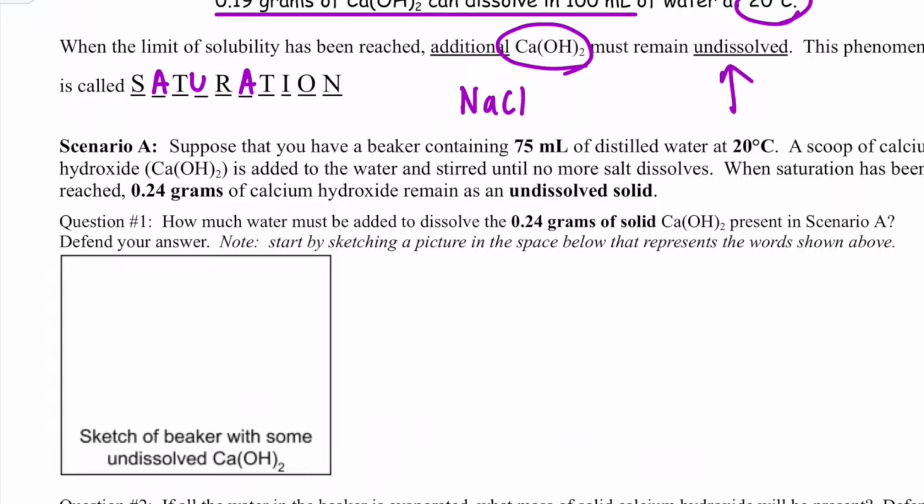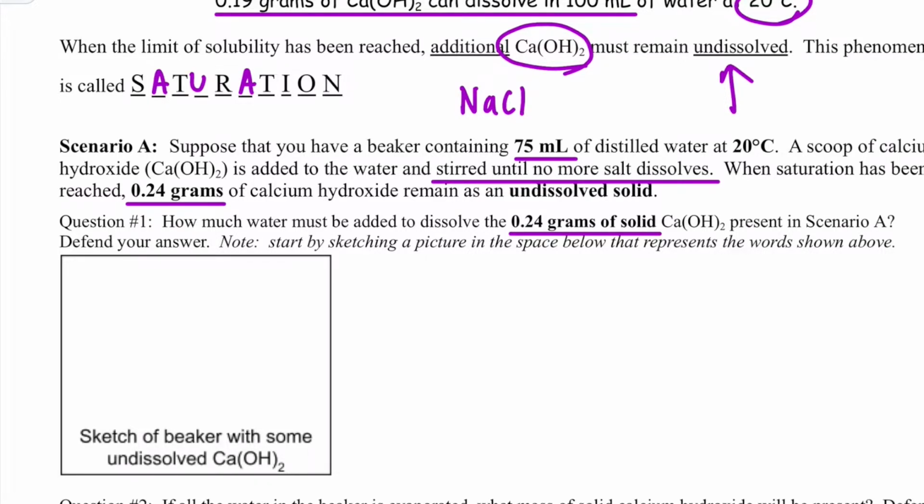Suppose you have a beaker containing 75 milliliters of distilled water. A scoop of calcium hydroxide is added to the water and stirred until no more salt dissolves. That means the limit of solubility has been reached. When saturation has been reached, there's some leftover salt and the amount is 0.24 grams. How much water must be added to dissolve the rest of the undissolved salt?